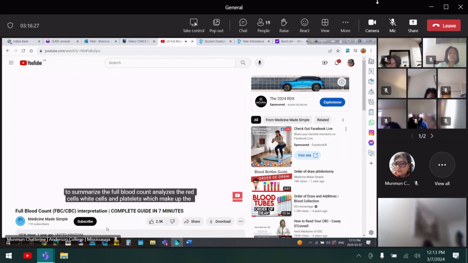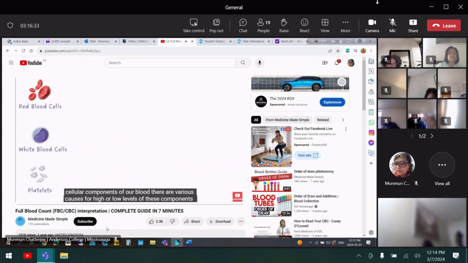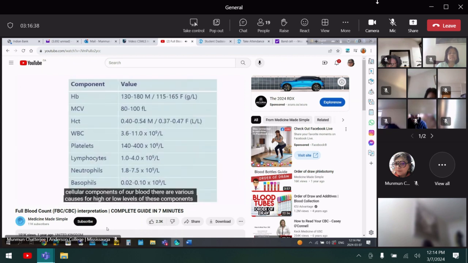To summarize, the full blood count analyzes the red cells, white cells, and platelets, which make up the cellular components of our blood. There are various causes for high or low levels of these components, so a full blood count can help narrow your differentials and also monitor ongoing treatment.